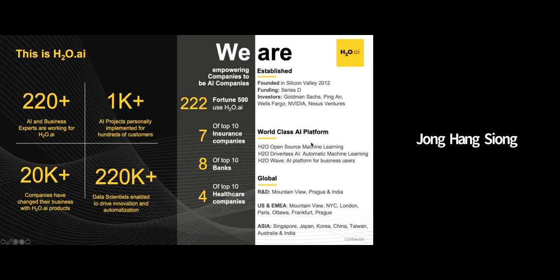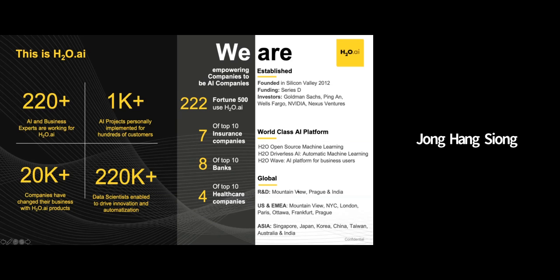These are some of the major products of H2O. We have open source. In fact, H2O was founded mainly for the open source. In 2017, H2O developed a commercial product called Driverless AI, which is an automated machine learning platform. We are going to look at this platform in more detail. This week we have also launched a new product called H2O Wave, which is a platform for business users to develop AI applications.